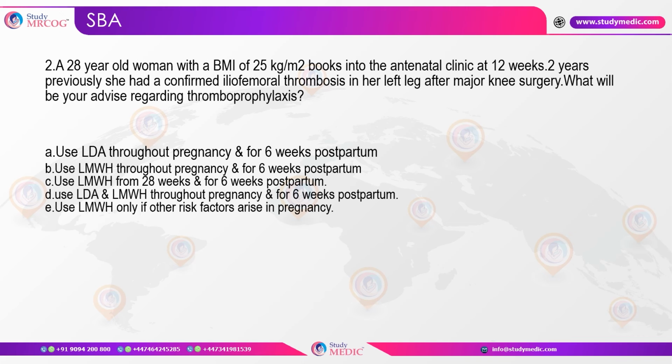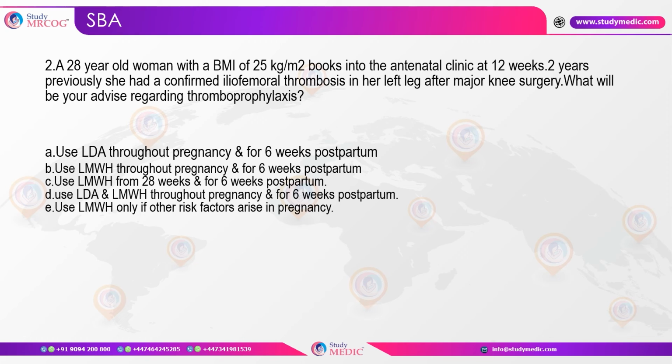You have another woman who is 28 years old, her BMI is 25, and she has booked into the antenatal clinic 12 weeks ago. 2 years previously, she had a confirmed iliofemoral thrombosis in her left knee after major knee surgery. What advice would you give her regarding thromboprophylaxis? The options are to use LDA for 6 weeks or throughout pregnancy, give it from 28 weeks for 6 weeks postpartum, use LDA and low molecular weight heparin throughout pregnancy and 6 weeks postpartum, or use low molecular weight heparin only if other risk factors arise in pregnancy.